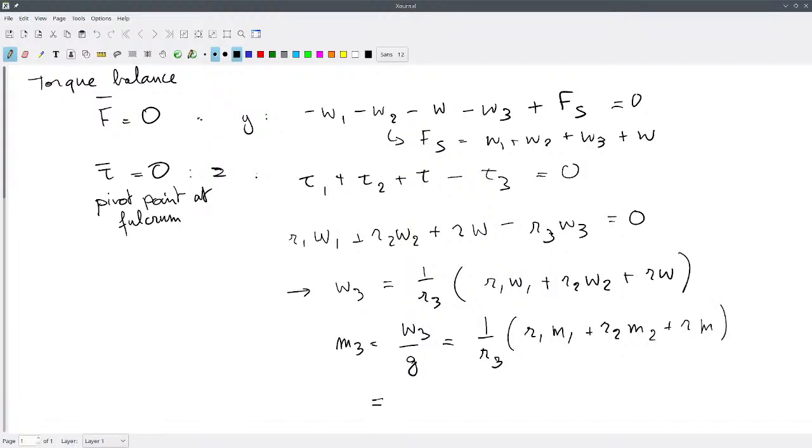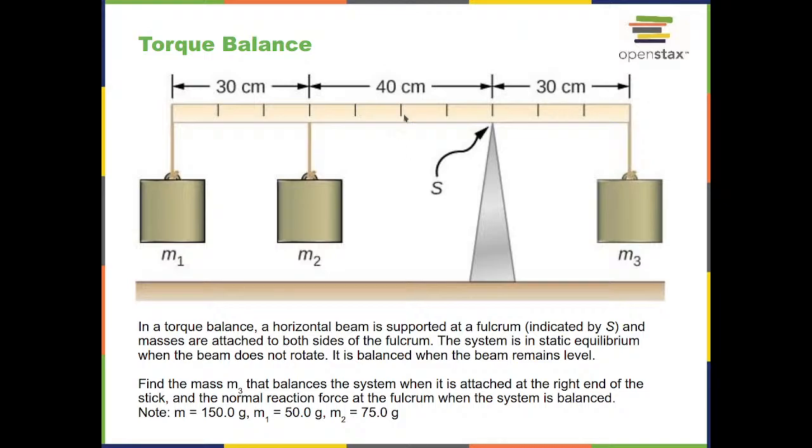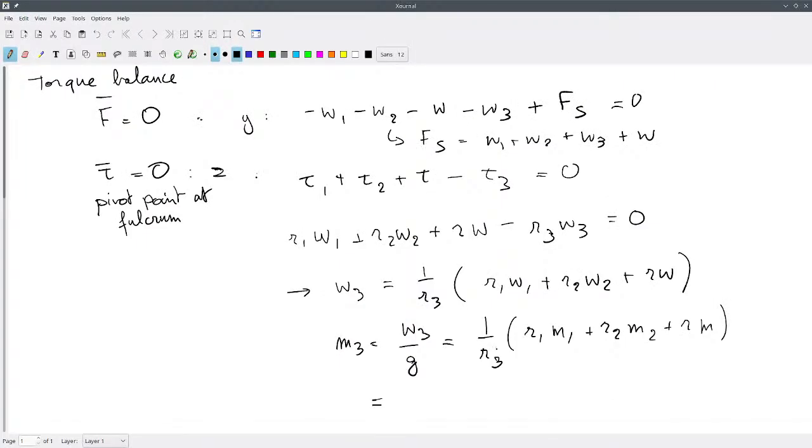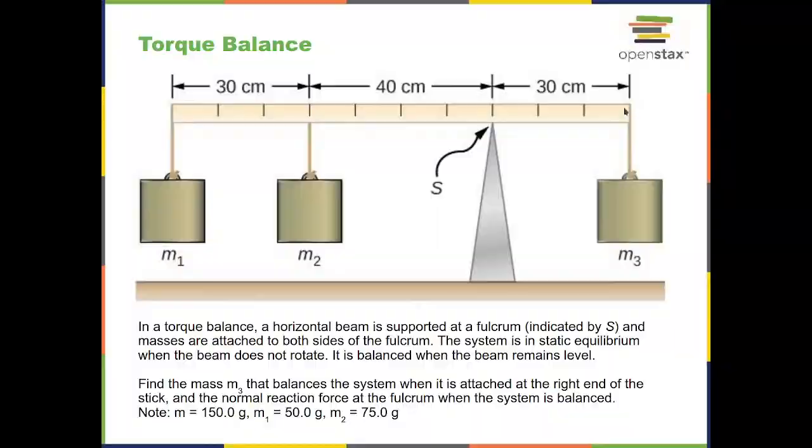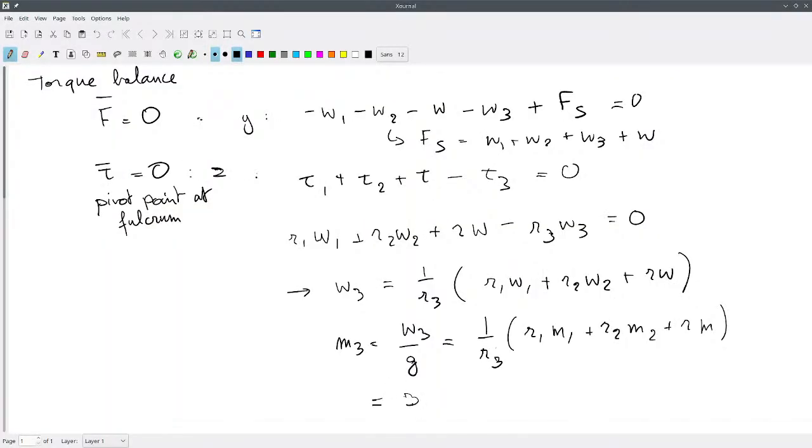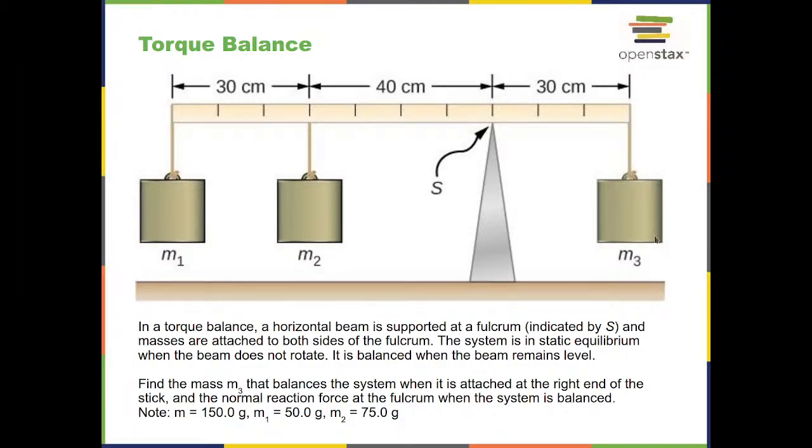And if you plug in the numbers here with r1 equal to 70 centimeters, r2 equal to 40 centimeters, r equal to 20 centimeters to the center here, and then r3 equal to 30 centimeters, then you would find that this mass is, as is worked out in the textbook, 317 grams. So that's the mass 3 that we have to hang here to cause this to be in equilibrium.